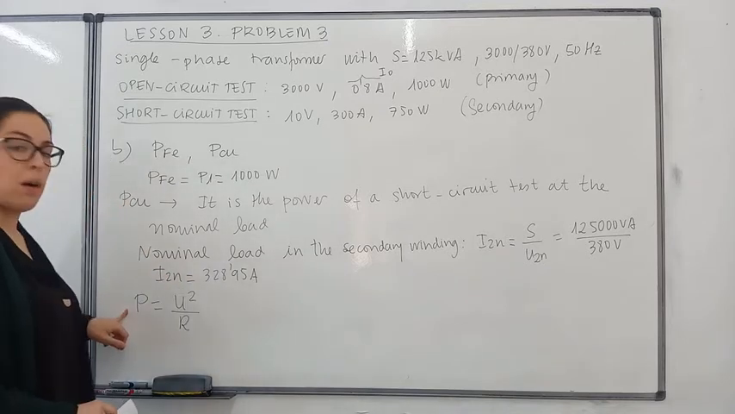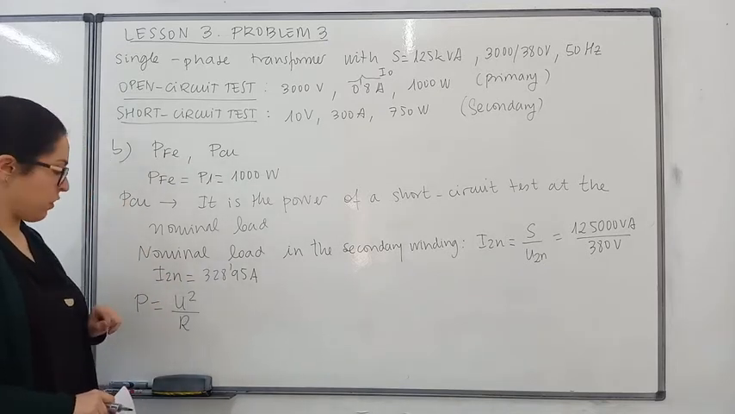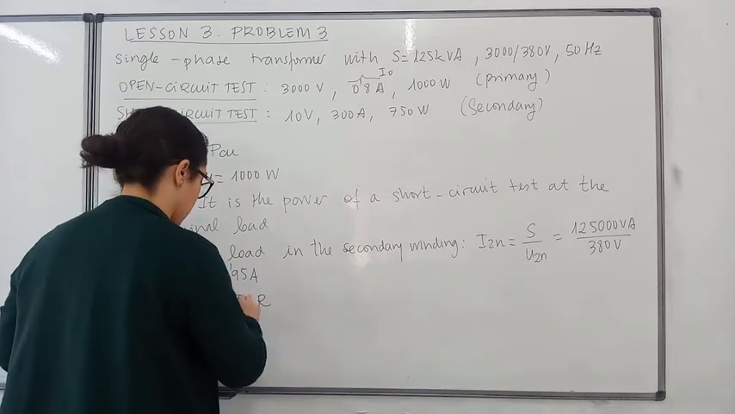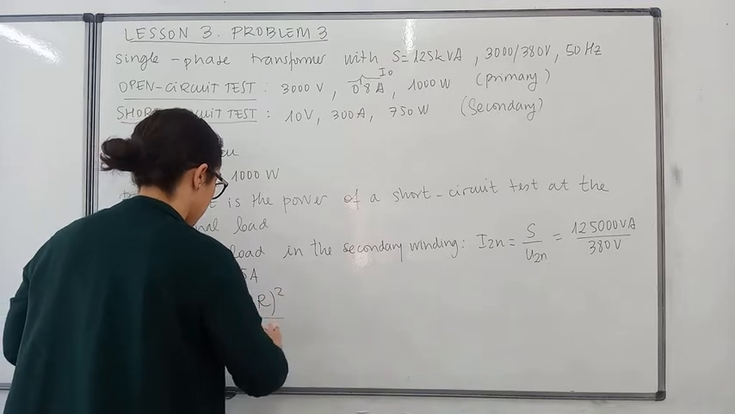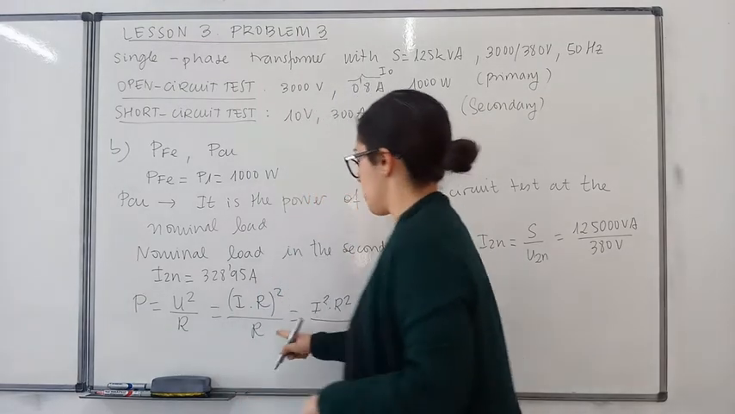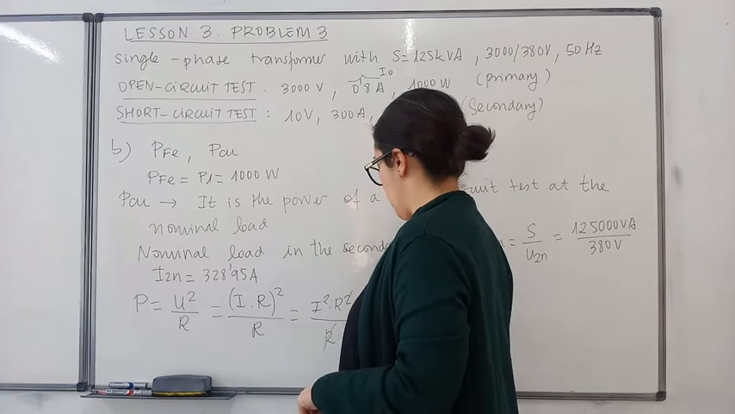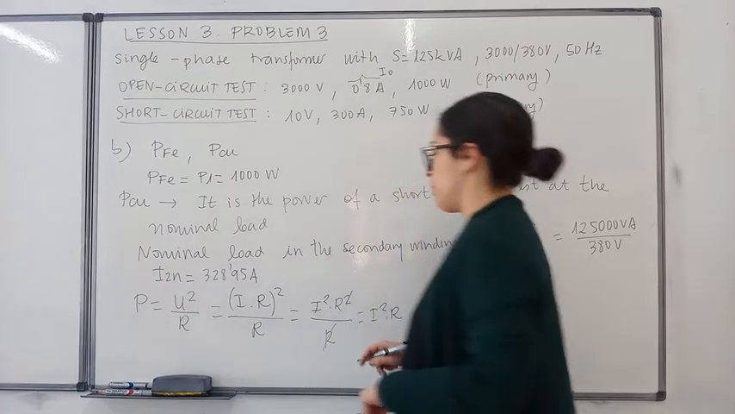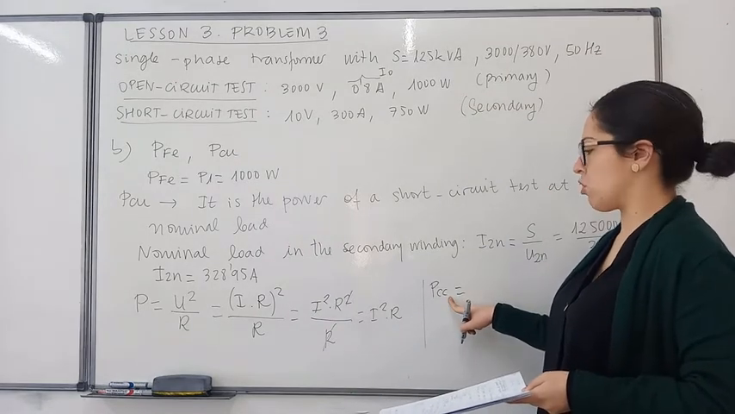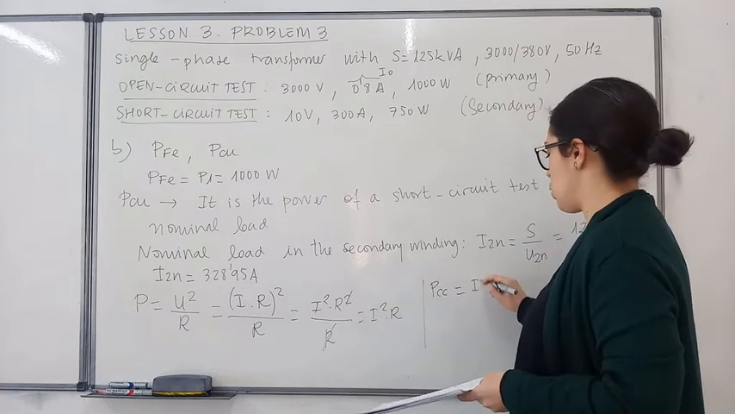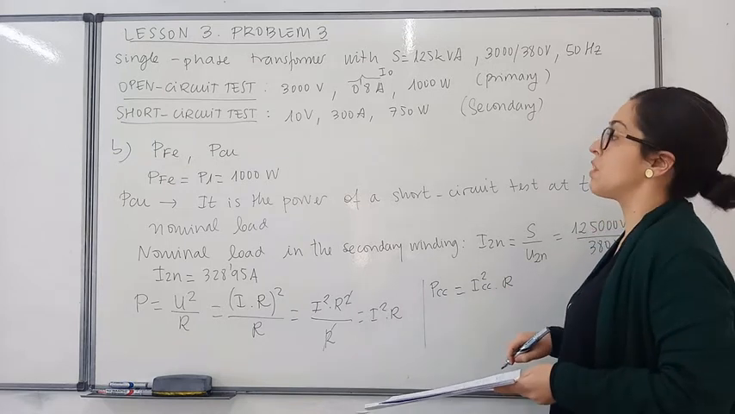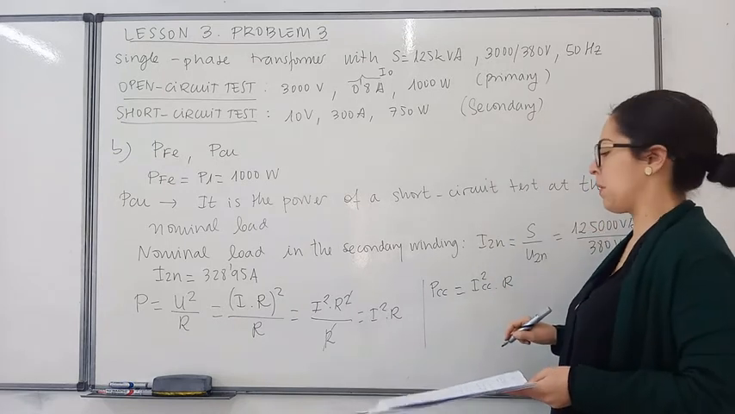So this would be the nominal load in the secondary winding. As you know, the active power would be the square of the voltage divided by the resistance. If we apply Ohm's law here, we will have the current multiplied by the resistance, squared, divided by the resistance. So that is the square of the current, the square of the resistance divided by the resistance. So we will have the square of the current multiplied by the resistance. Then we can write that the active power in the short circuit situation is the short circuit current squared multiplied by the resistance of the circuit. In this case we are talking about the secondary circuit.